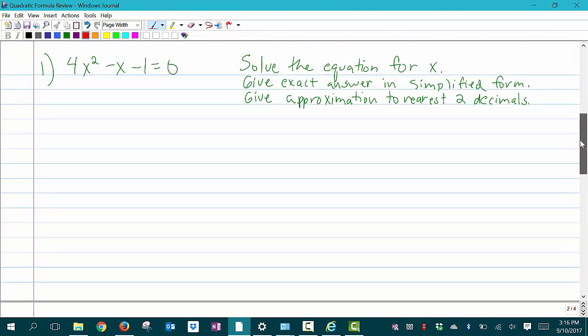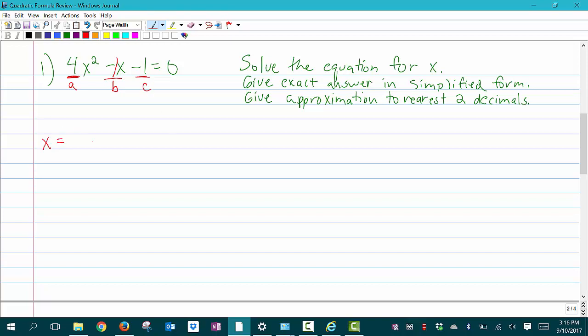Let's solve this equation for x. We will give an exact answer in simplified form and give an approximation to the nearest two decimal places. Here we have 4x squared minus x minus 1 equals 0. This is our value for a, part of that quadratic term. The value for b would be negative 1. The value for c would be the constant negative 1.